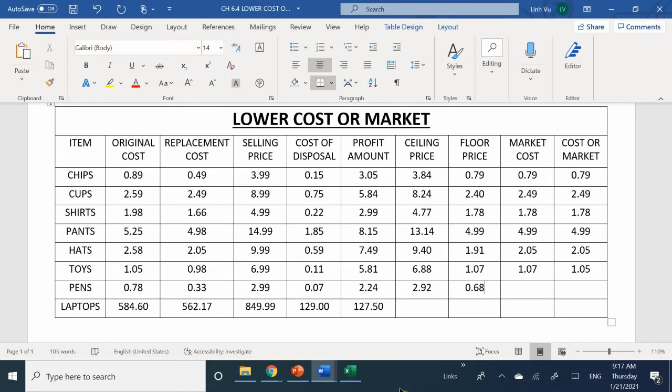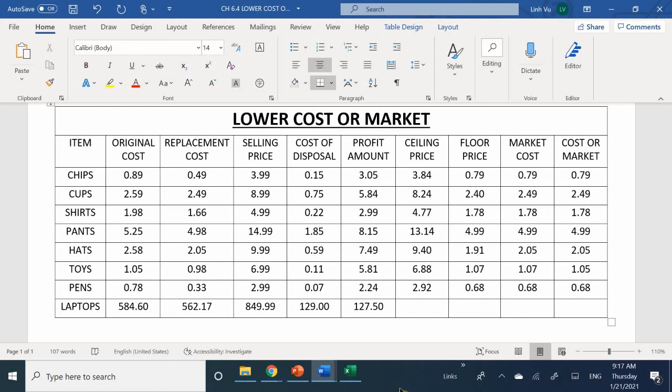Okay, so which one's in the middle? 68 cents. The 68 cents. And then lastly, which one's lower? Is it my 78 cents or 68? Yes, 68. Yeah, there you go, 68.